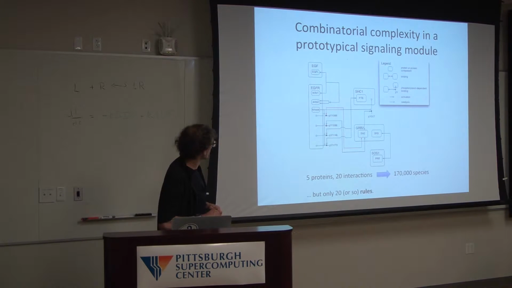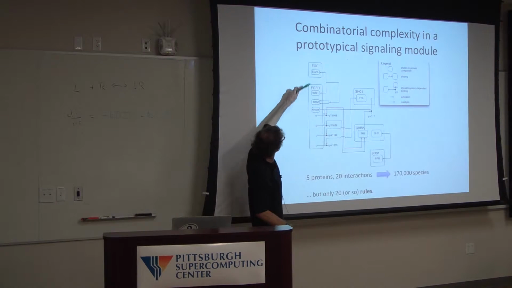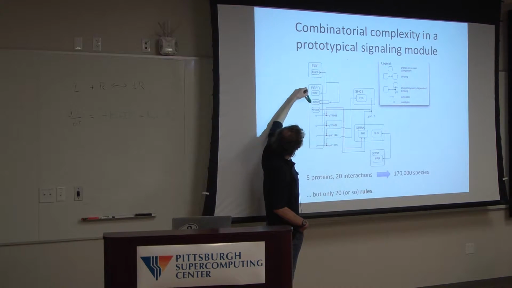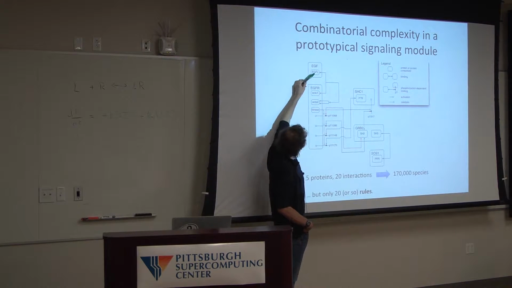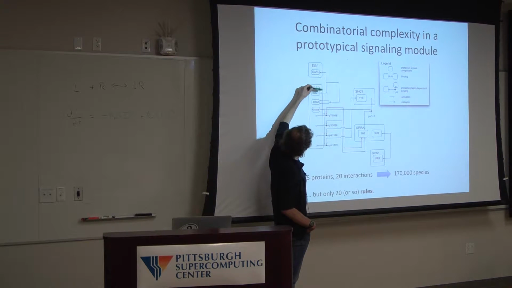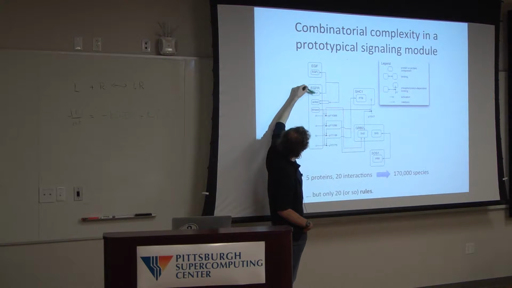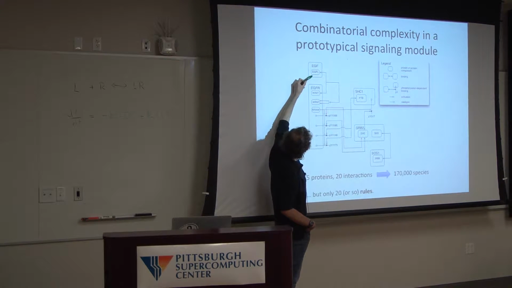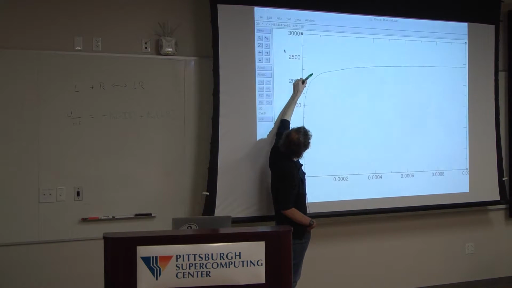But there's actually a lot more complexity hidden under the surface. So here's a more schematic representation of the system. Here's the ligand EGF, the receptor EGFR. Those of you who know something about the system realize that even this is a highly simplified representation.